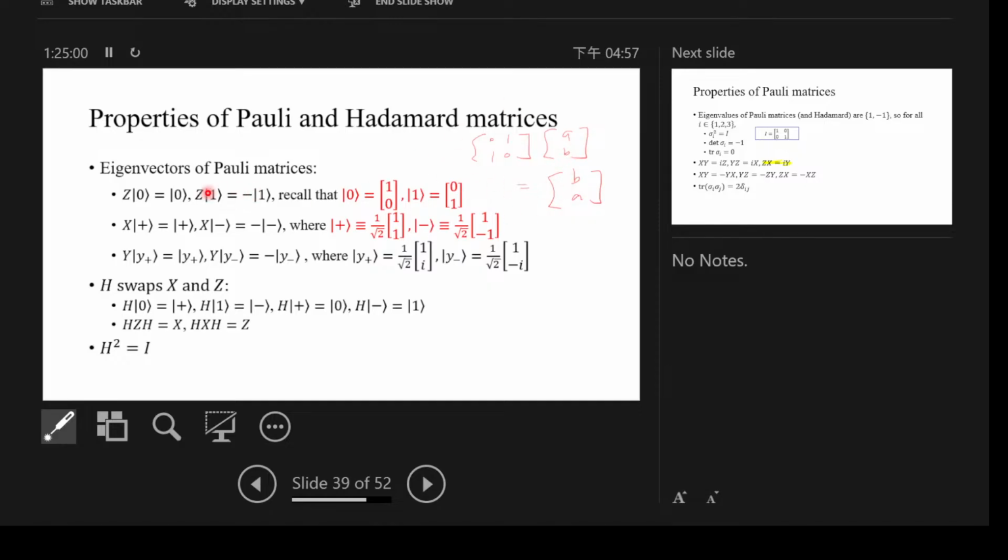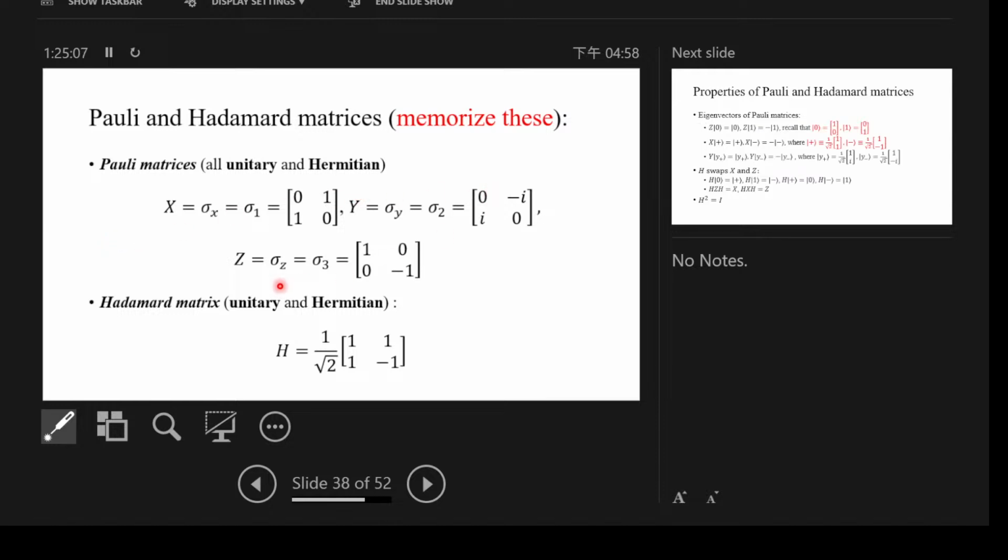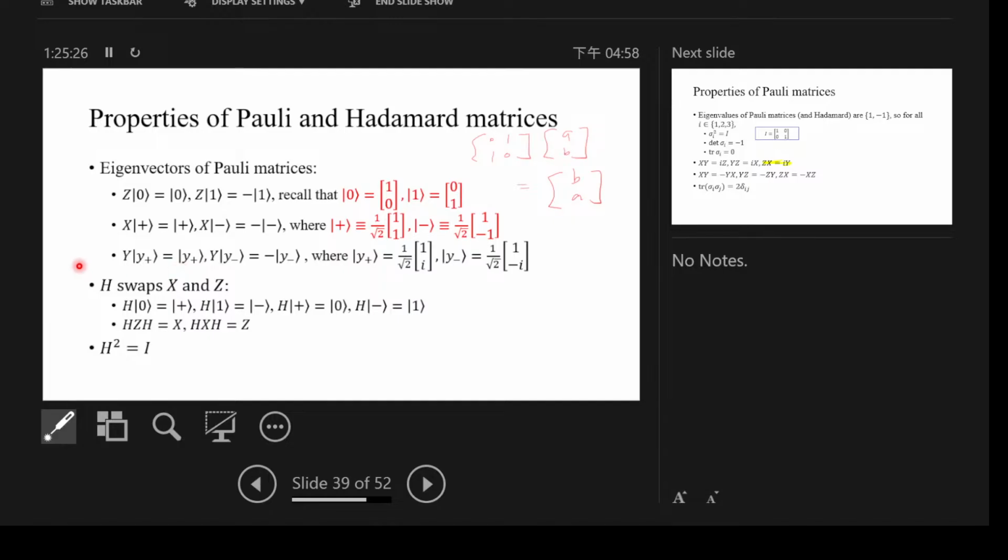Okay? Those three matrices are Pauli matrices. They are equally important to each other, but usually people like the X matrix and Z matrix more, partly because they are real matrices, and real matrices are easier to deal with. So it's more important to memorize these eigenvectors, 0, 1, and plus, minus.